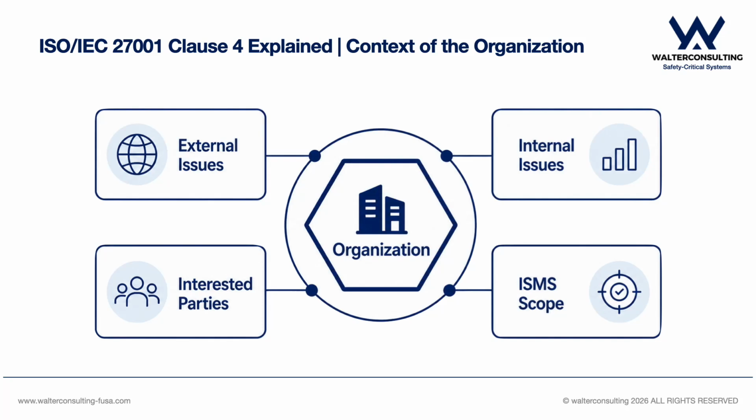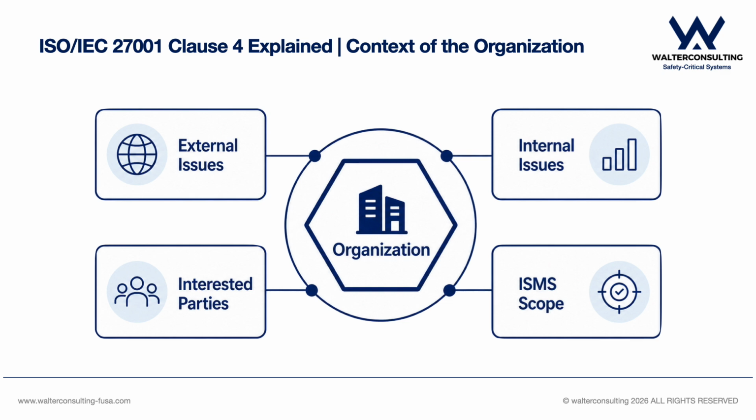When organizations begin implementing ISO IEC 27001, many people immediately think about security controls, firewalls, access management, encryption. But the standard starts somewhere completely different. Before selecting any controls, an organization must first understand itself, its business, its environment, its stakeholders, and the boundaries of its information security management system. That's exactly what Clause 4 is about.